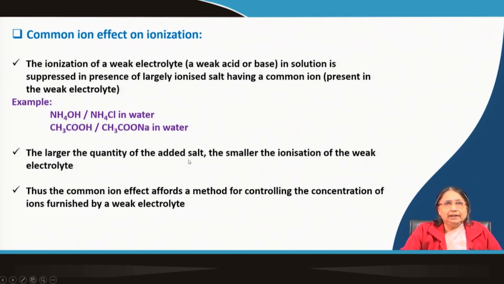The larger the quantity of added salt, the smaller the ionization of the weak electrolyte. If we increase the concentration of ammonium chloride, still it will be less dissociated. Okay. So, dissociation will be still lesser. If we increase this concentration, then the acetic acid will be dissociated even in less concentration. Okay. So, the degree of dissociation will be less. Thus, the common ion effect affords a method for controlling the concentration of ions furnished by a weak electrolyte.